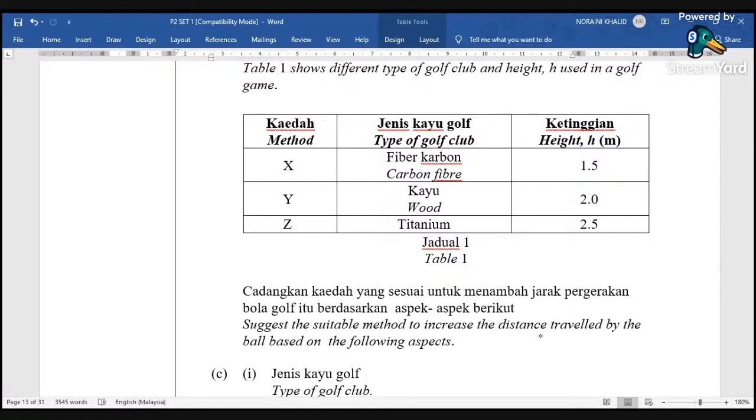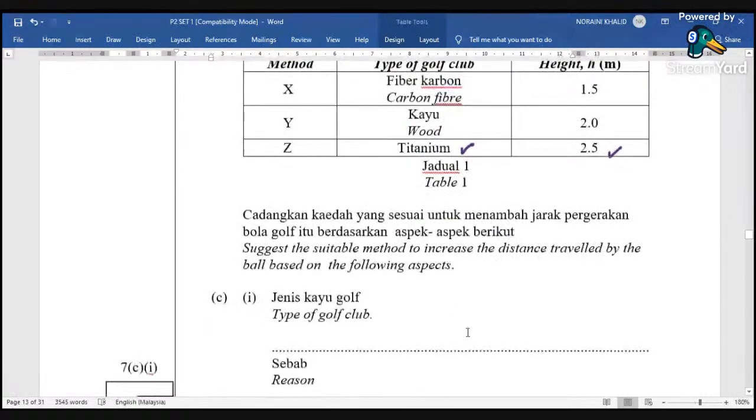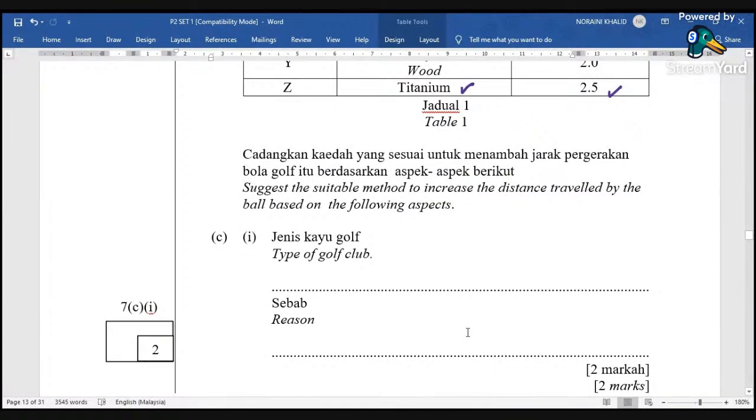So you can get X, Y, Z, the table first. Type of golf club. We can use something which is very strong and hard. Titanium. Height 2.5. Okay. Stronger and harder material and can reach higher height. So type of golf club, you can just write straight from the table, titanium.